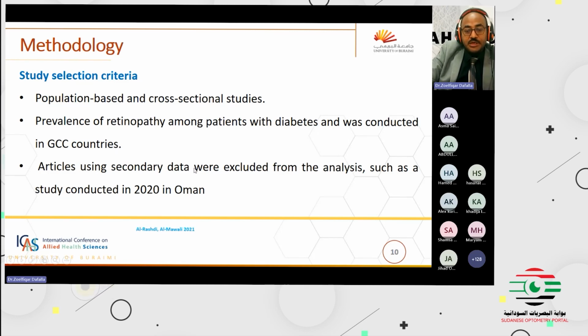Articles using secondary data were excluded from the analysis. We use primary data, or articles which include primary data. For example, we have secondary data for a study conducted in Oman in 2020. We excluded it because it is secondary data.